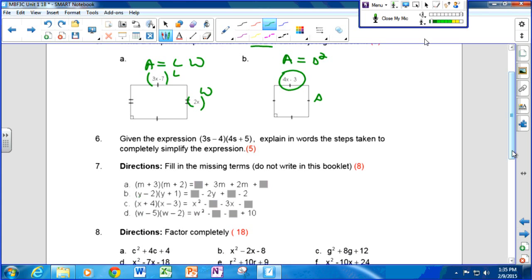Question 6, it says, given this expression, explain in words the steps taken to completely simplify the expression. So basically what they're asking is, you're going to use FOIL, and then you're going to combine like terms. I just want to point out, this is worth 5 marks, and it's a bunch of words. So write down 5 marks worth of words. Probably, I would say 5 sentences, plus an introduction and a conclusion. So maybe 7 sentences, kind of at a minimum, to get your full 5 marks.